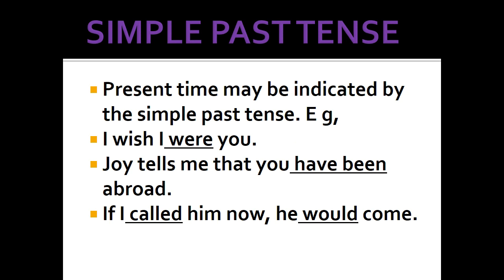The simple past tense is another form of the present time. So present time may be indicated by the simple past tense. For instance, I wish I were you. Joy tells me that you have been abroad. If I called him now, he would come. So when you look at the underlined words, you will discover that they are present time indicated by the simple past tense.